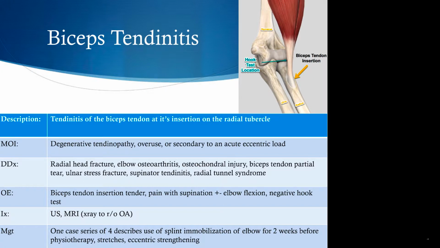Imaging, you can arrange for an ultrasound, or if not convinced or concerned about other pathology, you can consider an MRI. Management is typically conservative with physiotherapy, stretches, and eccentric strengthening. One case series of only 4 patients described the use of splint immobilization initially for about 1 to 2 weeks prior to the physiotherapy.